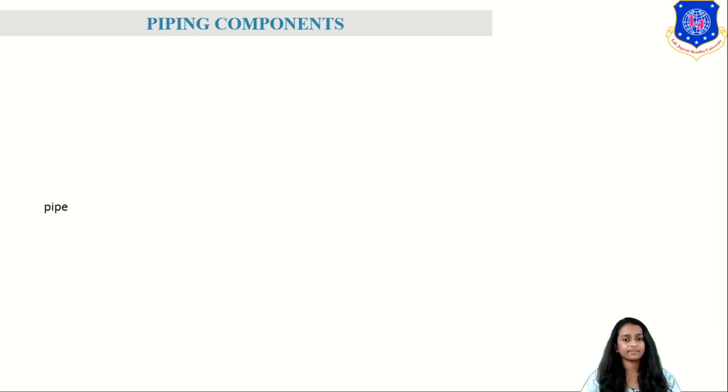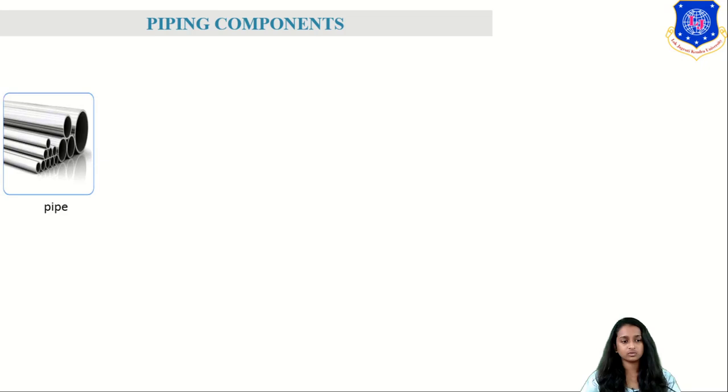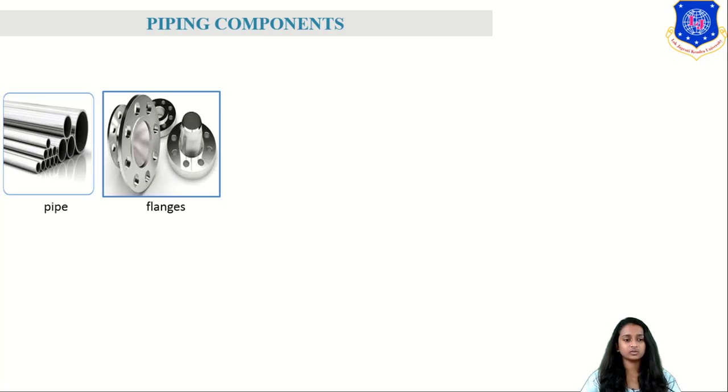Next topic is piping components. First one is pipe. Pipe is used to transfer fluid from one equipment to another equipment and it acts as a pressure vessel. Second one is flanges. Flanges are used to combine two pipes or to combine two equipments and which terminate the flow.